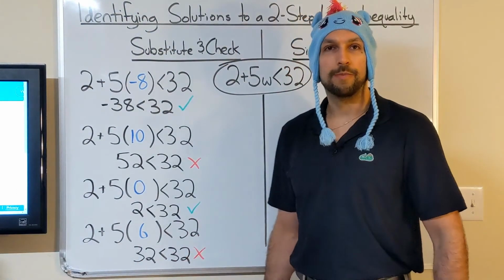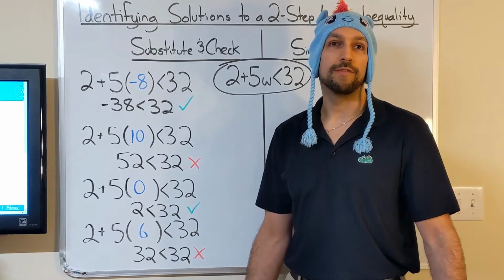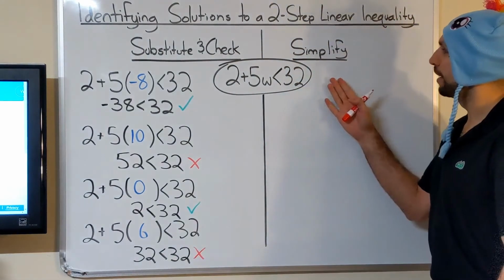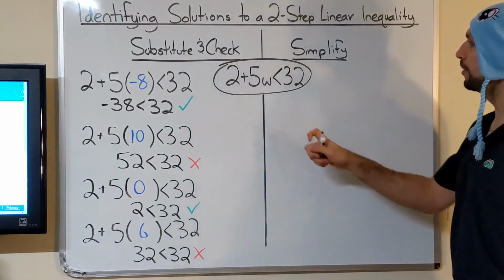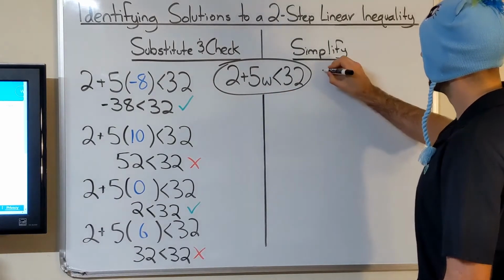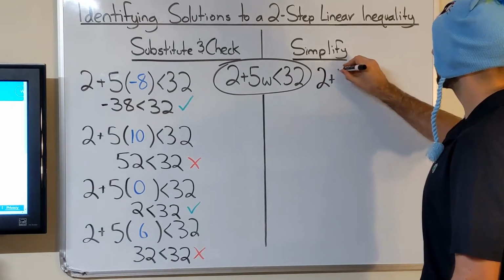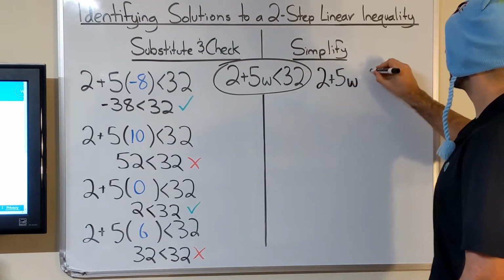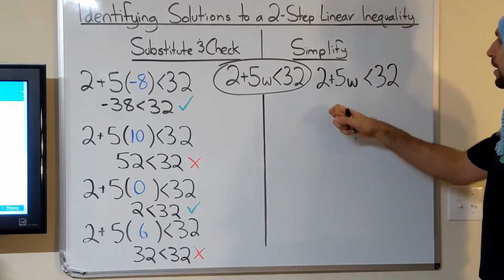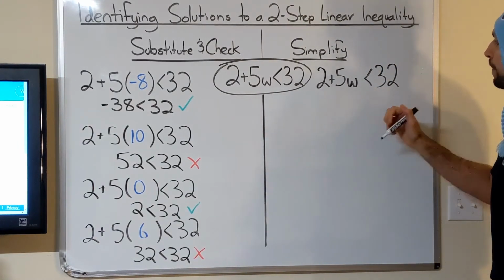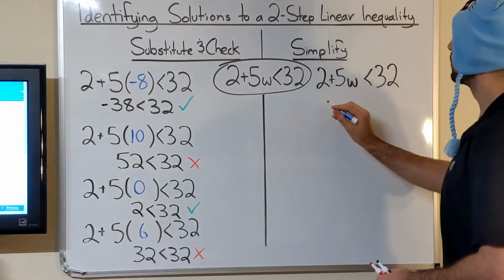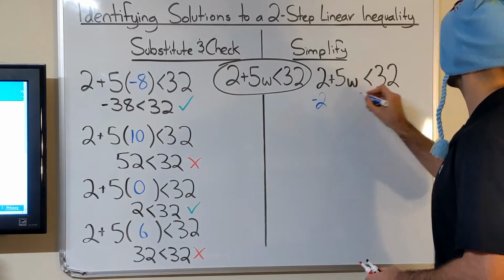You can see this requires a little bit more work and would require even more work if they gave us more values that could be solutions. So let's try it the other way. Let's try it by simplifying this inequality. So what I'm going to do is use algebra to rewrite this inequality in terms of w. So if I've got 2 plus 5w is less than 32, the first thing I'd like to do is get all the constants over here. So I'm going to subtract 2 from both sides to move all the constants to the right side.